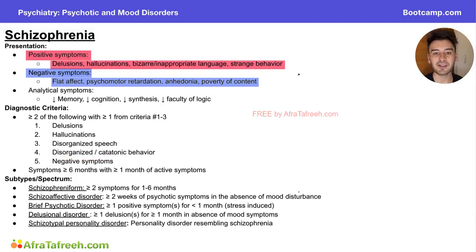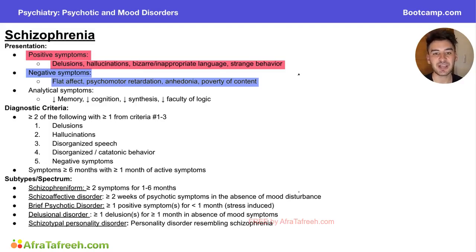And lastly, poverty of content. Poverty of content is just going to be someone who's having a conversation with you, but really the content of the conversation is not very meaningful. So it's going to be very simple things like you would expect when you're having a conversation with a kindergartner. Nothing advanced, nothing adult level.